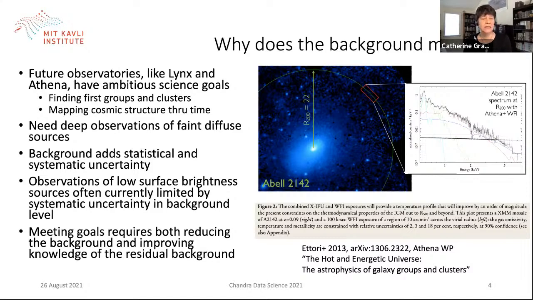On the right of the slide here is a figure that I took from one of the Athena white papers. This one in particular is the galaxy cluster Abell 2142, and it's showing an attempt to measure the temperature of the gas in the outskirts of the galaxy cluster, in this case at R200, which is 22 arcminutes from the core. So at this point, the cluster itself is quite faint, and you're fighting against various backgrounds to measure the actual quantities from the cluster. In the spectrum shown here, this is a simulated WFI spectrum. The horizontal black line is the simulated particle background, and you can see at higher energies that particle background is dominating your spectrum.